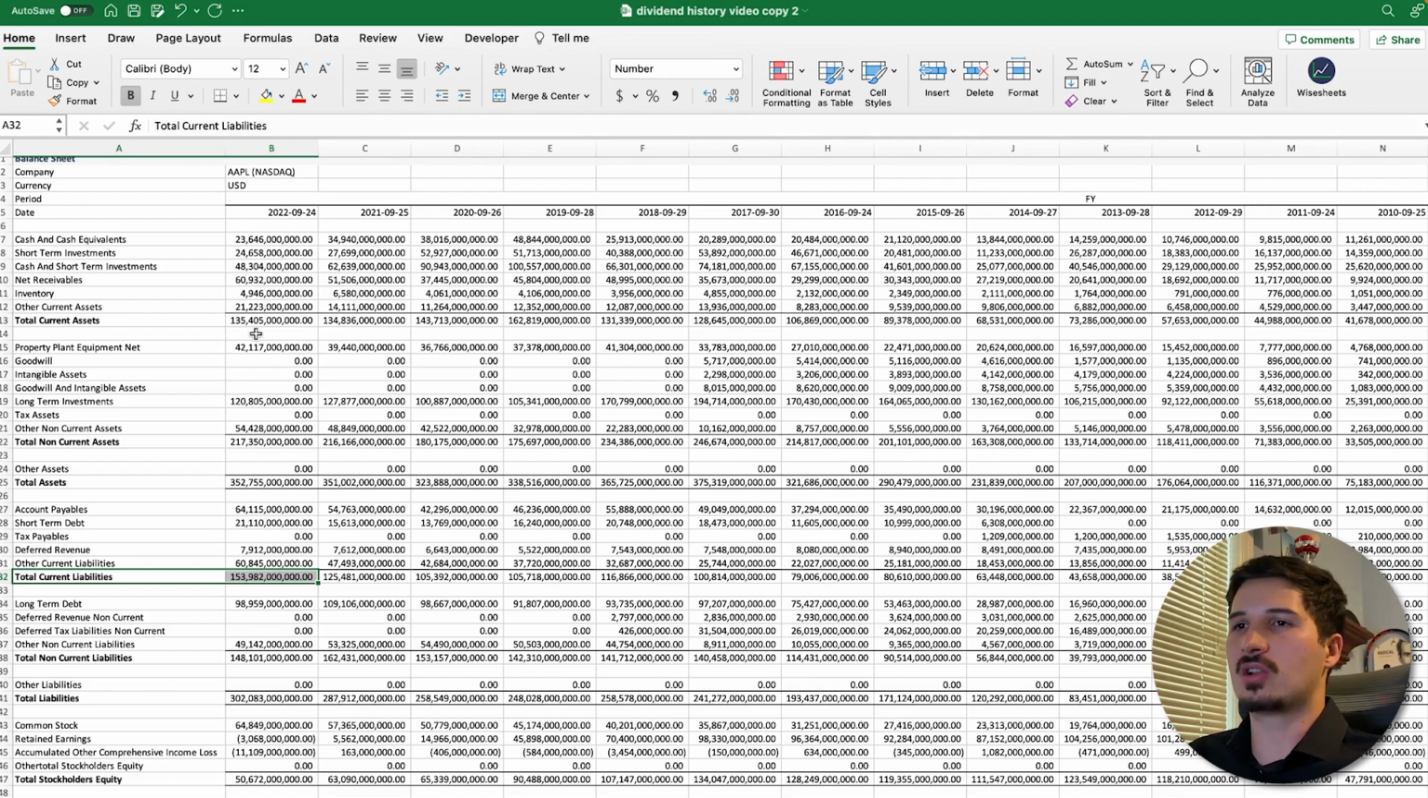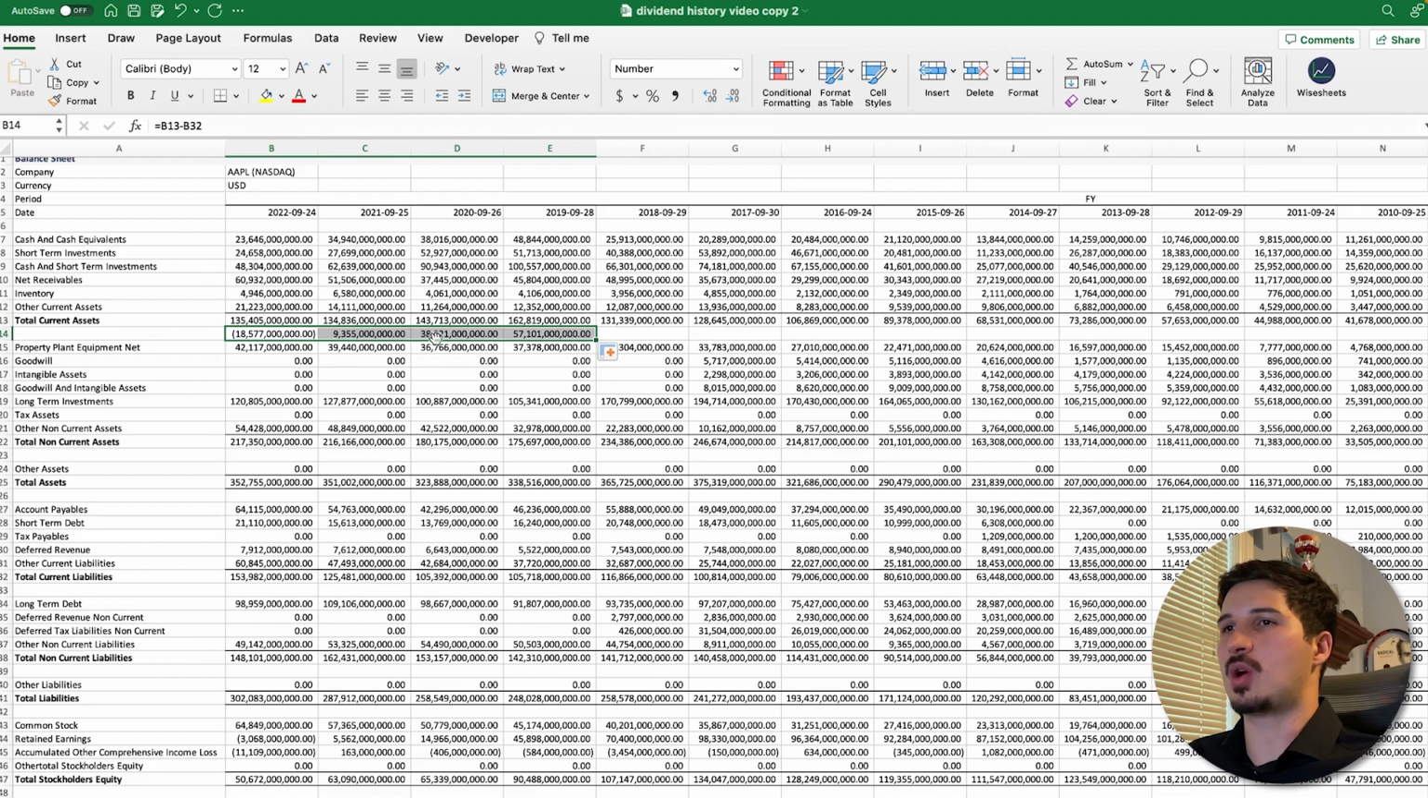So if we were to calculate this number for Apple right now, where we take the current assets of the company minus the current liabilities, you will see that in this case the number is negative, which is not a good sign, but in the past it's been positive and the difference has been really big. So maybe in this particular year Apple made an exception, but you really want to keep an eye on this.